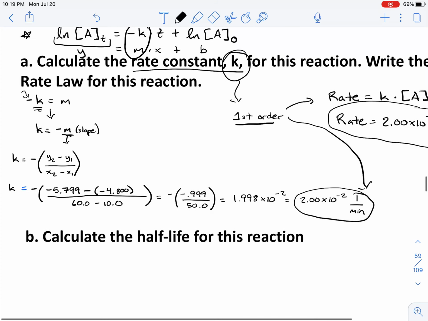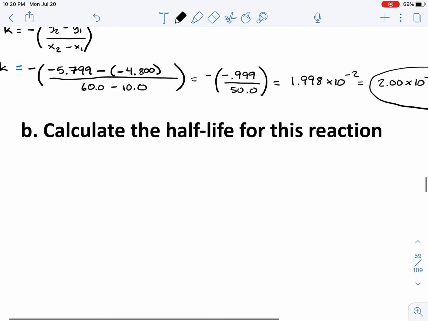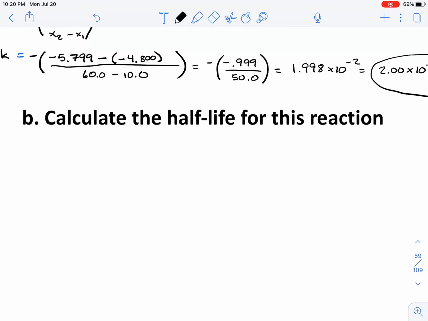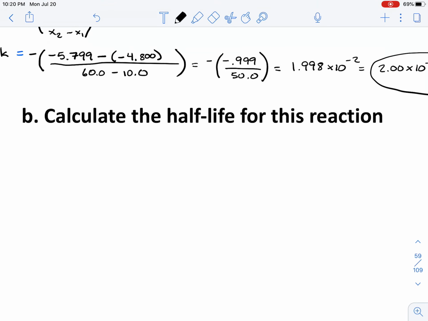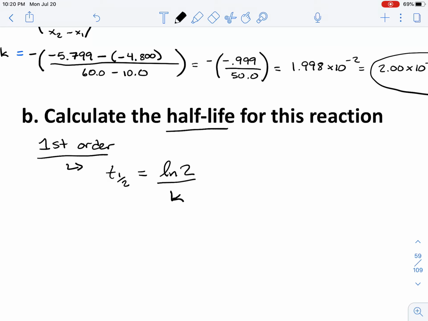And so once we know that the order of reaction is first order, we can go ahead and apply all of these equations and answer these questions. And so for part B, we're going to calculate the half-life for this reaction. So remember that there are 3 different half-life equations. And the half-life equation that we're going to use should reflect first order kinetics. And so that equation is going to be T1/2, where the half-life is equal to the natural log of 2 over the rate constant k.